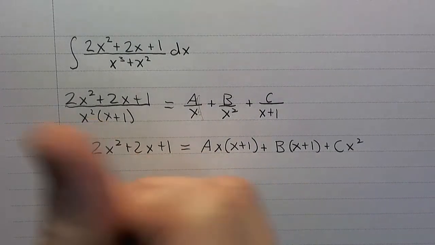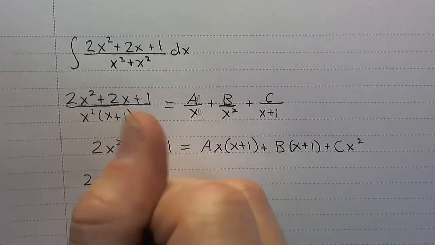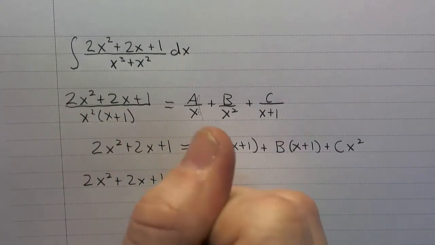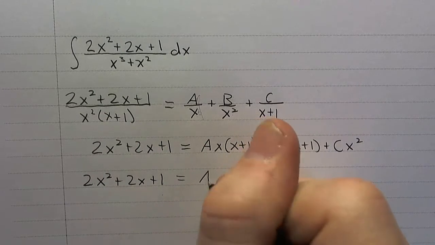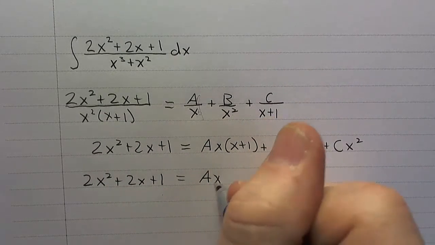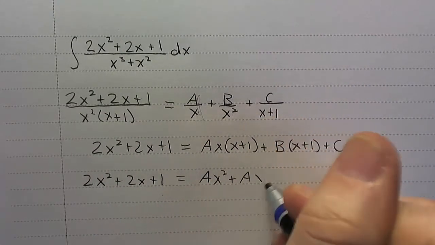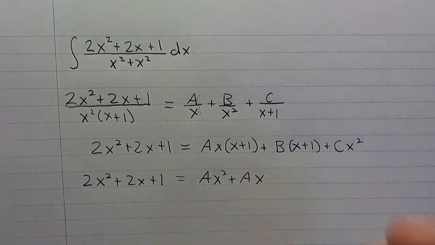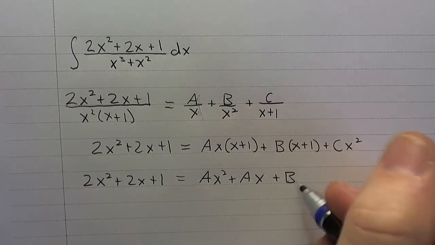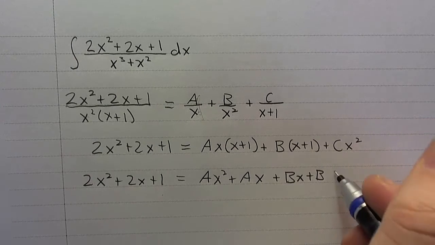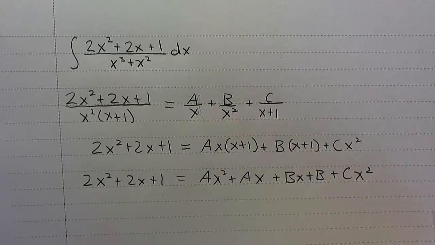Now, let's see where we are. I'm going to clear my parentheses, so I've got Ax squared plus Ax. Okay? Now, this is going to be Bx plus B and Cx squared.